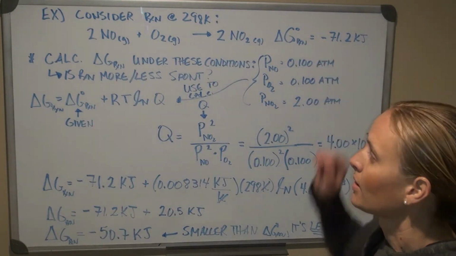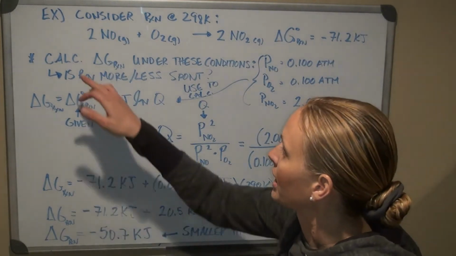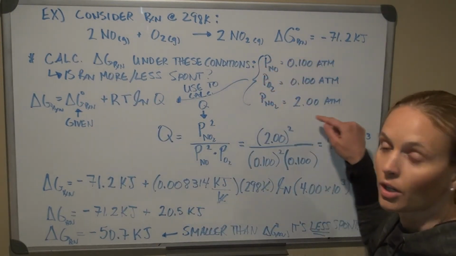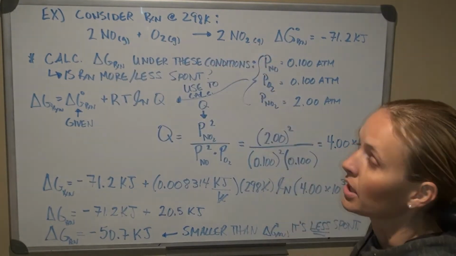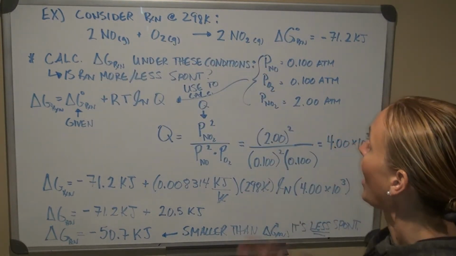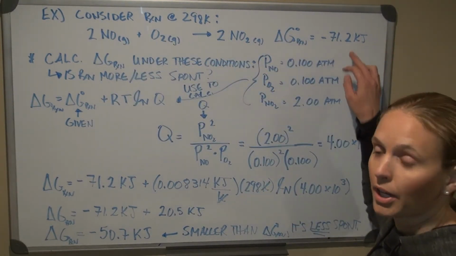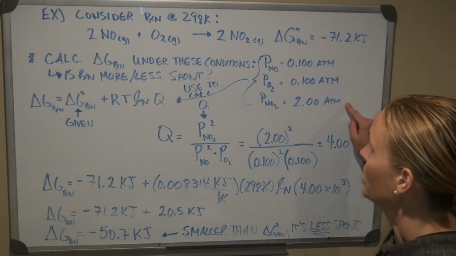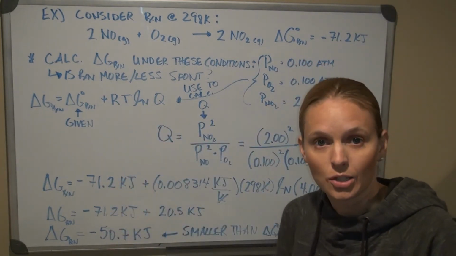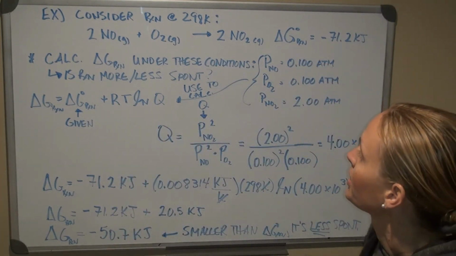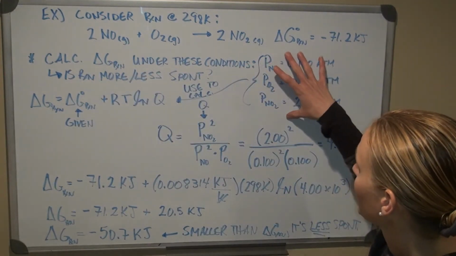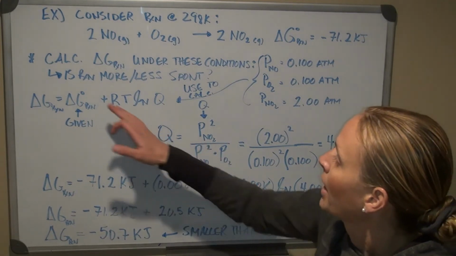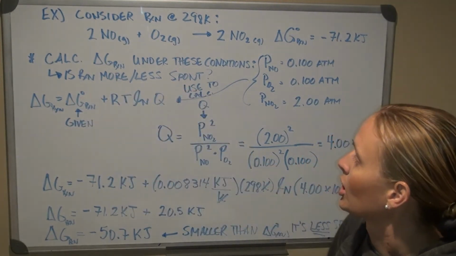So, at standard state conditions, this specific reaction is spontaneous. And the question says we want to calculate delta G of the reaction under these conditions given over here. So if I change the pressures of these, they're not all at 1 atmosphere. When they're at 1 atmosphere, I get this number. When they're not all at 1 atmosphere, under these conditions here, what is delta G? Is it still spontaneous or not? Using these conditions here, I don't know if those are at equilibrium or not. Is the reaction more or less spontaneous?